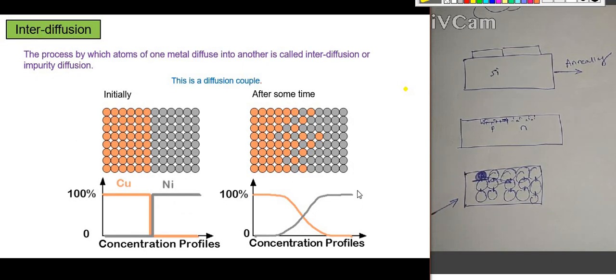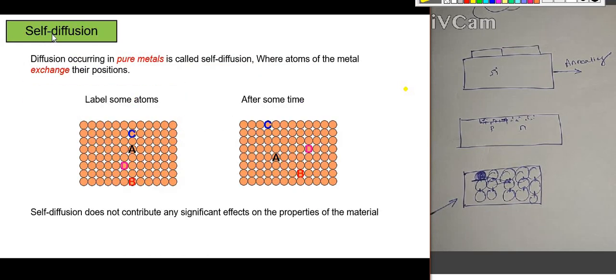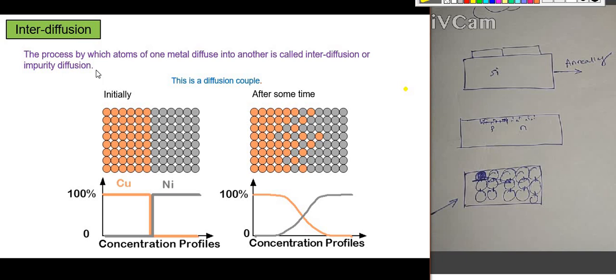And there are two types of diffusion, basically self diffusion and interdiffusion. So what is interdiffusion? Here we can see this is the initial position. Here copper atoms are regularly arranged, and nickel atoms with a gray color are regularly arranged. Okay, so here one metal, the copper, diffuses into another metal. Okay, that is interdiffusion. So one set of atoms of a particular material is diffused into another set of atoms. So that type of diffusion is called interdiffusion.